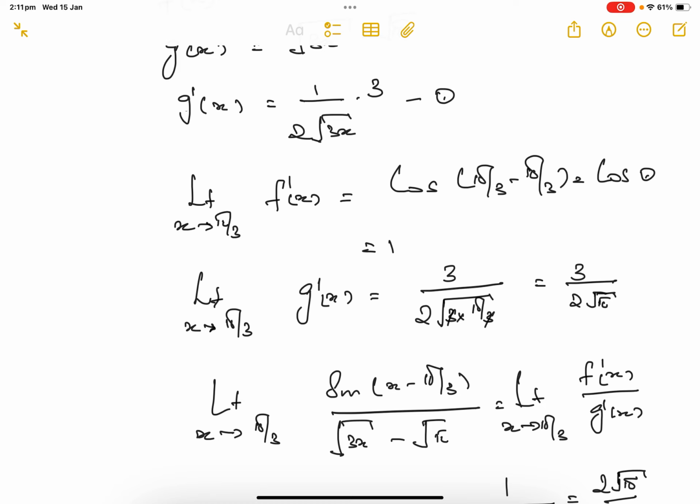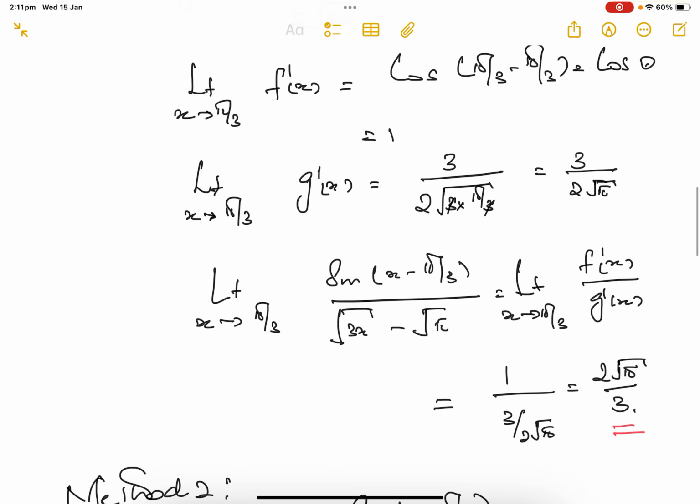Now the denominator, g dash x. Again, x tends to pi by 3, that is x equals pi by 3. If we substitute the value into 3 over 2 root of 3x, inside the root sign is 3 times pi over 3, and the 3s cancel. You have root pi, so 3 over 2 root pi. So again, it's a meaningful value for the denominator. Now go to the full question: the limit as x tends to pi over 3 of sin(x - pi/3) divided by the root of 3x minus root of pi.